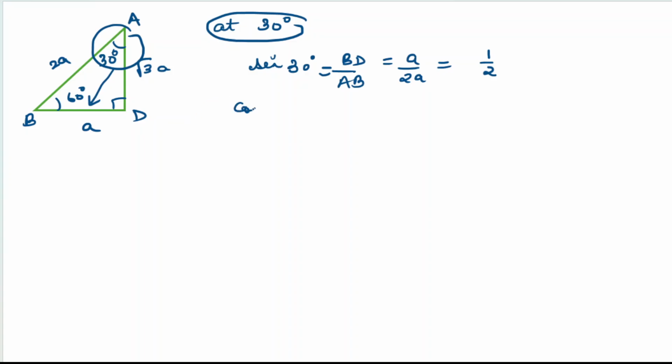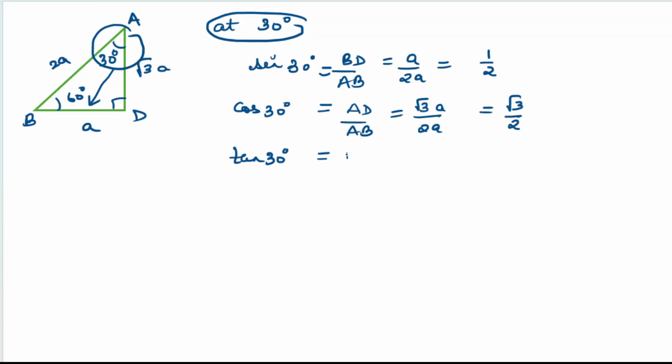What is your cos 30 degree? Cos 30 degree is equal to AD divided by AB, which is equal to root 3a divided by 2a. So you will get root 3 by 2. Similarly, tan 30 degree is equal to perpendicular divided by base. So you have BD divided by AD, which is equal to a divided by root 3a. So you will get the value 1 by root 3.